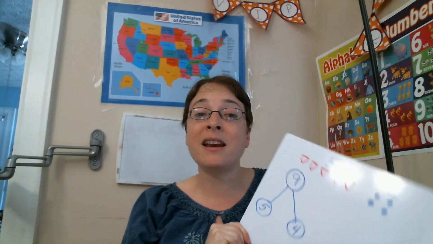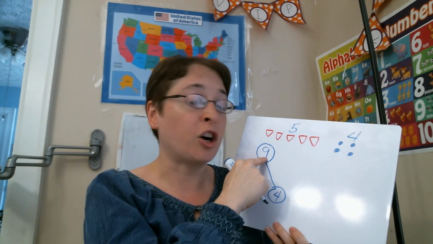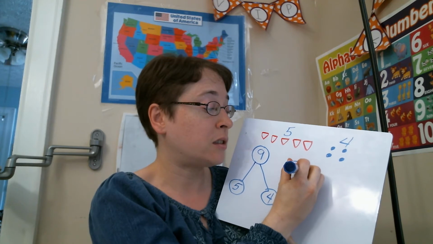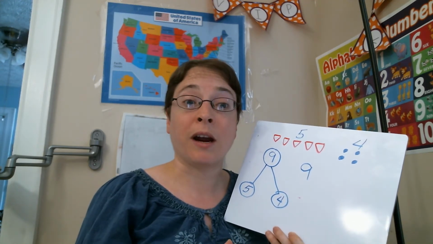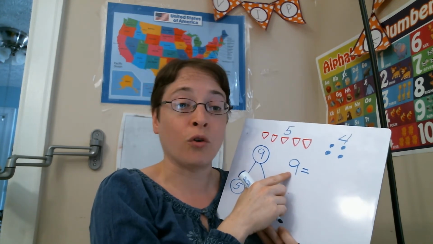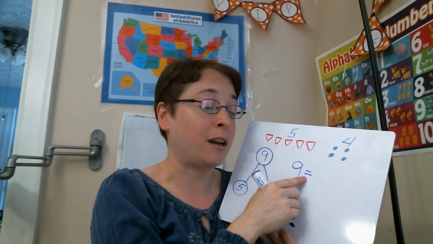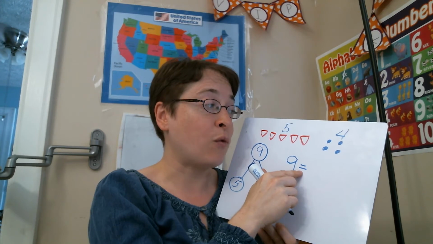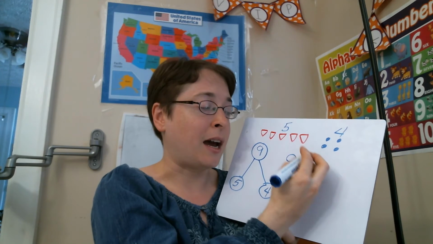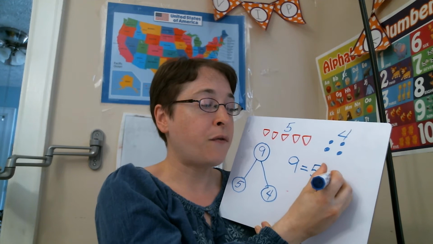Now, can we make a number sentence about our story? I'm going to start with the whole. So let's write the whole first. And then I'm going to write my equal sign, because if you start with the whole, you use the equal sign after the whole, okay? So 9 equals, what does 9 equal? 5 and 4.